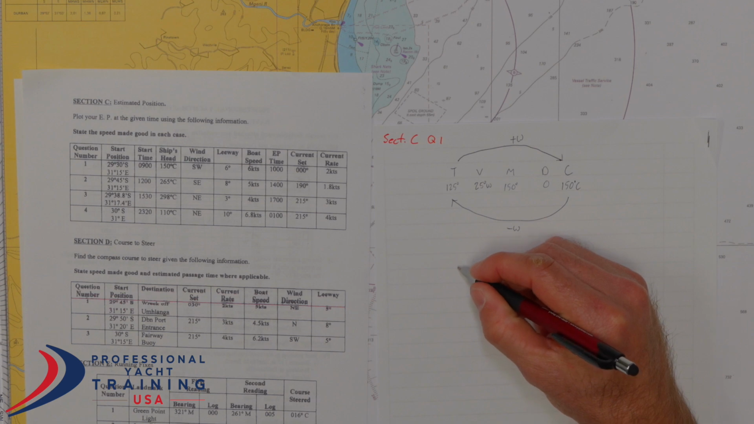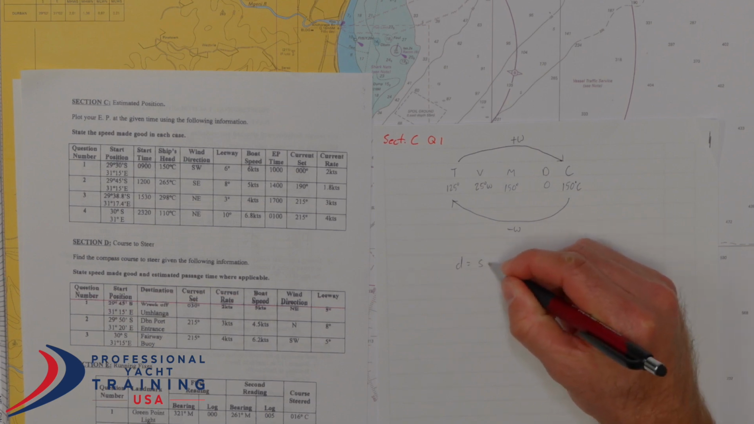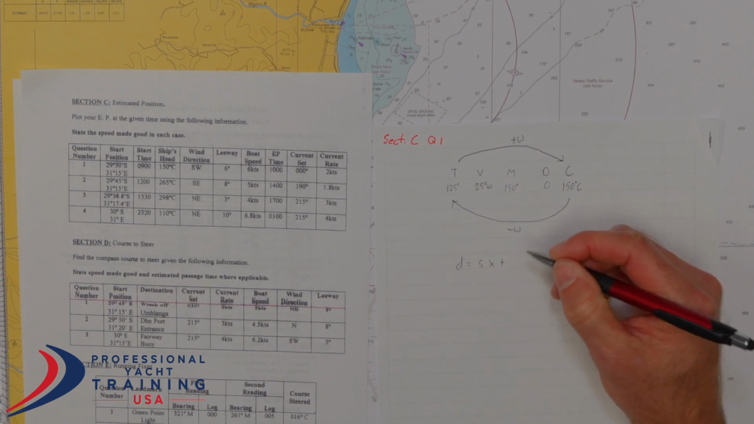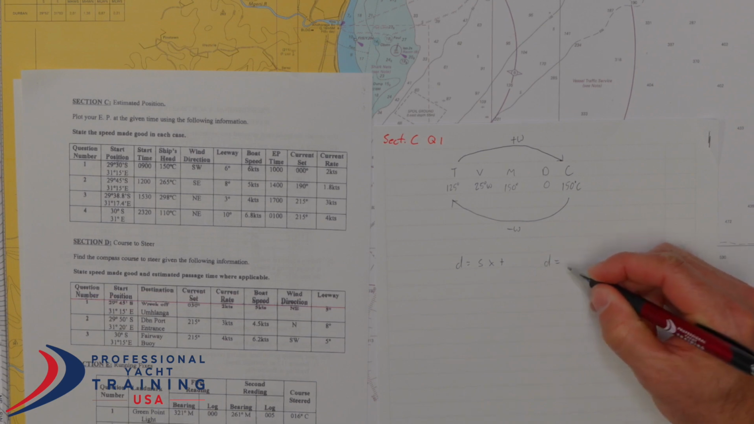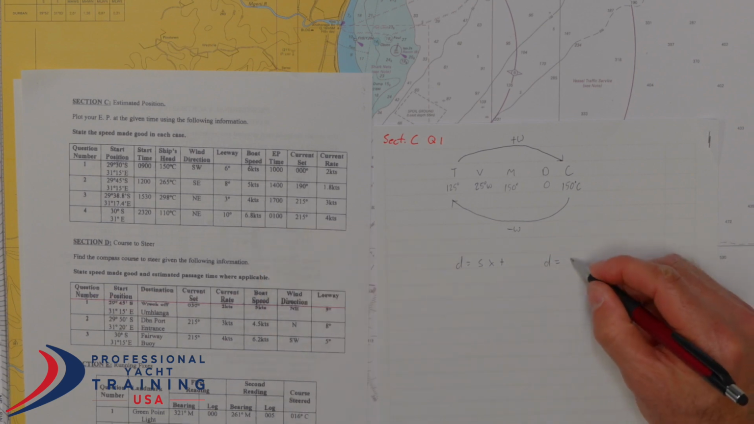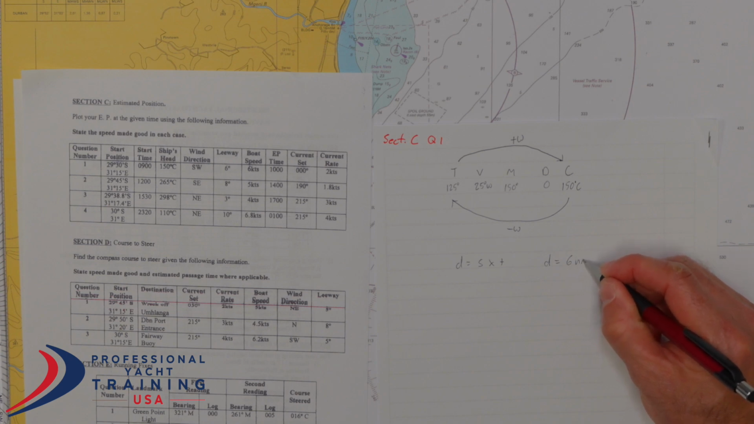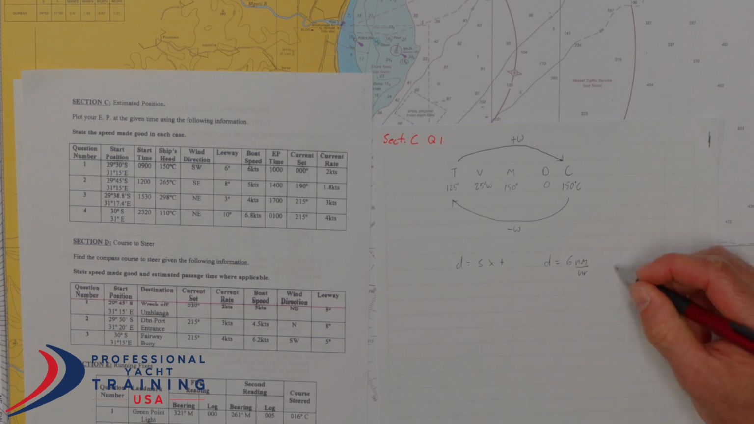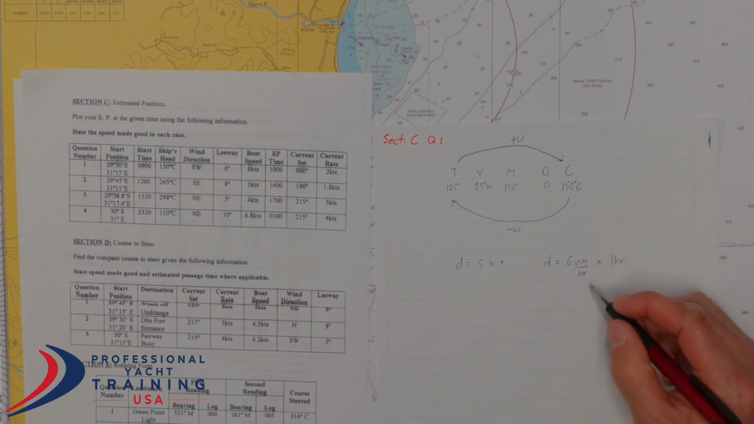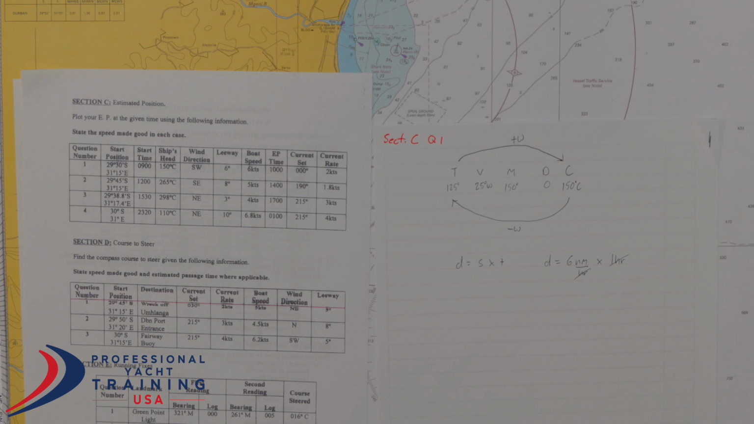But we've got the equation distance equals speed times time. For this problem, our distance is going to be equal to our boat speed, which is 6 nautical miles per hour, or 6 knots, times the 1 hour time increment that we're working on. Again, if you can do this in your head without making a mistake, I'm not too worried about it, but that's going to be a distance equal to 6 nautical miles.